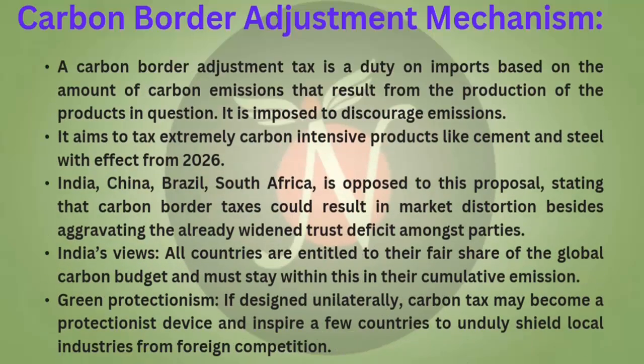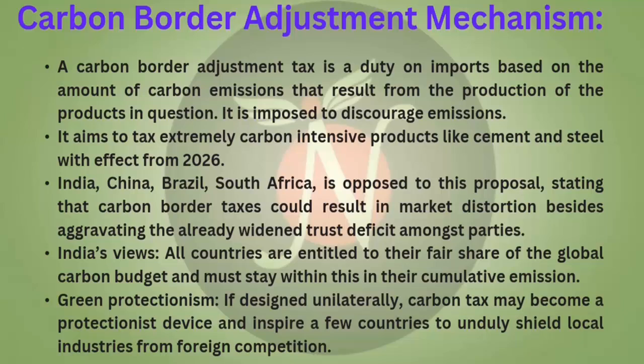A carbon border adjustment tax is a duty on imports based on the amount of carbon emissions that result from the production of products in question. It is imposed to discourage emissions. It aims to tax extremely carbon intensive products like cement and steel with effect from 2026.